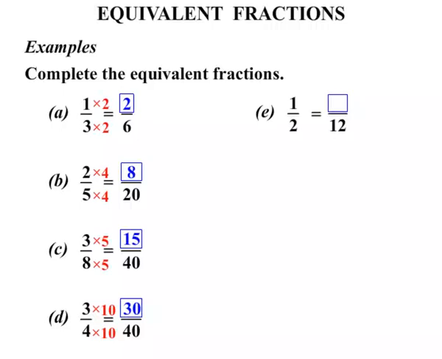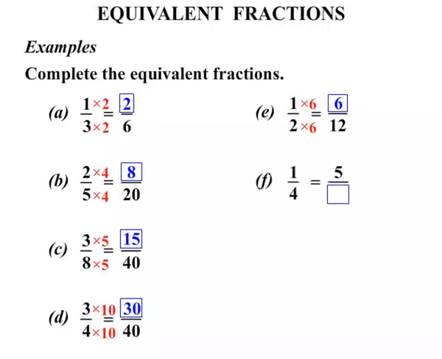The next one, 1/2 equals something over 12. Well, the denominator is 2. We've turned it into a 12 by multiplying by 6. So if we multiply the bottom by 6, let's multiply the top by 6, the numerator. And 1 times 6 is 6.